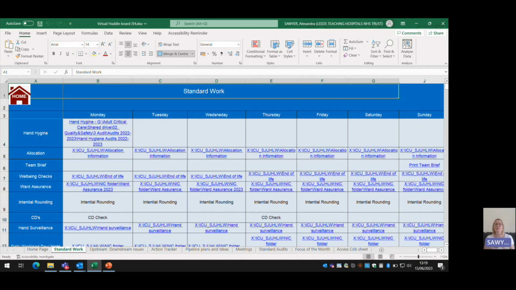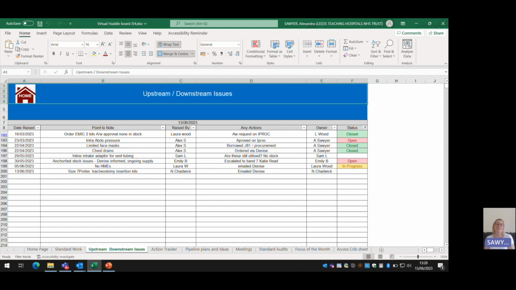We save things on lots of G drives, audits, and it's labelled out Monday, Tuesday, Wednesday. We do lots of different things, and it's a good prompt for the nursing team. This one's upstream, downstream issues, because we're 37 of us managing the problems. We have different shift leaders. This way we've got a log of our issues that are going on, whether that's supplies, and it helps track and helps with communication.